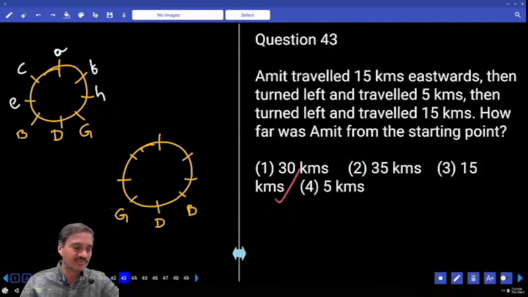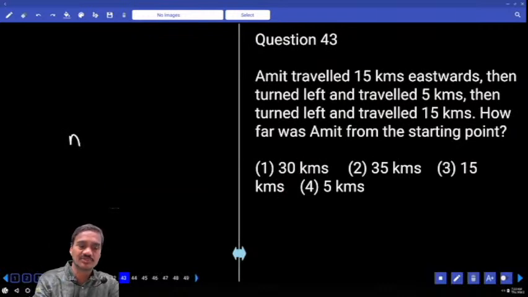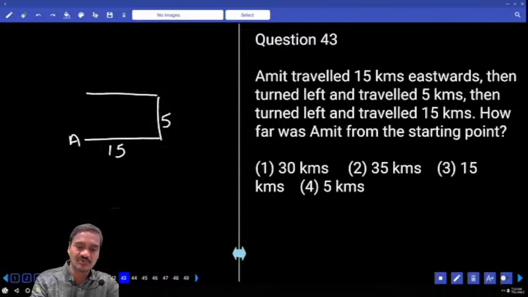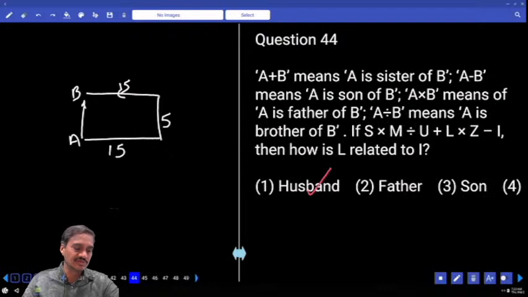Then coming to question number 43. Now in this 43, Amit travels 15 kilometers towards which direction? A is the starting point from here. Now this person walks 15 kilometers towards east. Then turns left and travels for 5 kilometers. Then turns left and travels again 15 more kilometers. Then A is the starting point. How far is Amit from the starting point? A is the starting point, B is the point. Now the distance between these two is how much? 5 kilometers, that is choice 4 for question number 43.